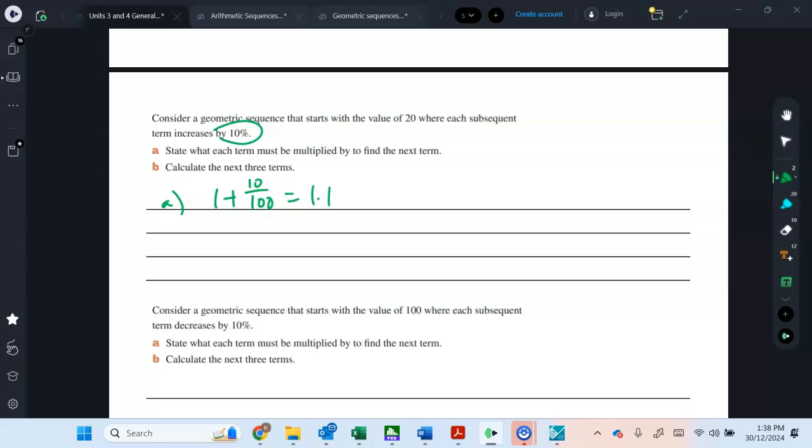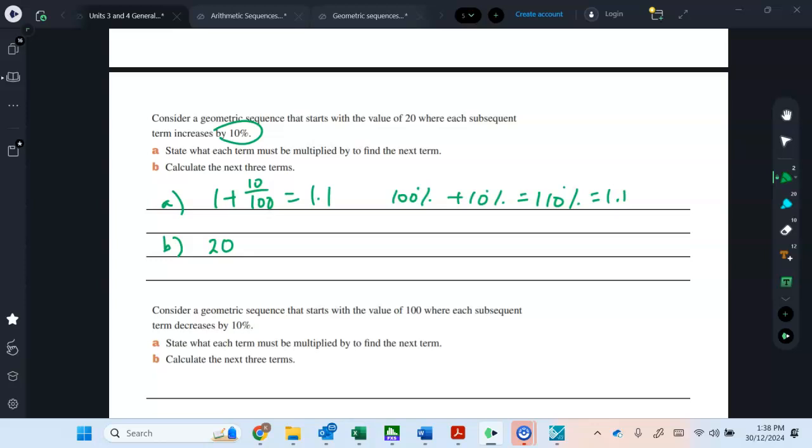And we get 1.1. What that actually means is we take 100% of the value and we add an extra 10%. So basically we're taking 110% and as a decimal it's 1.1. So for the next three terms, we start off with 20.